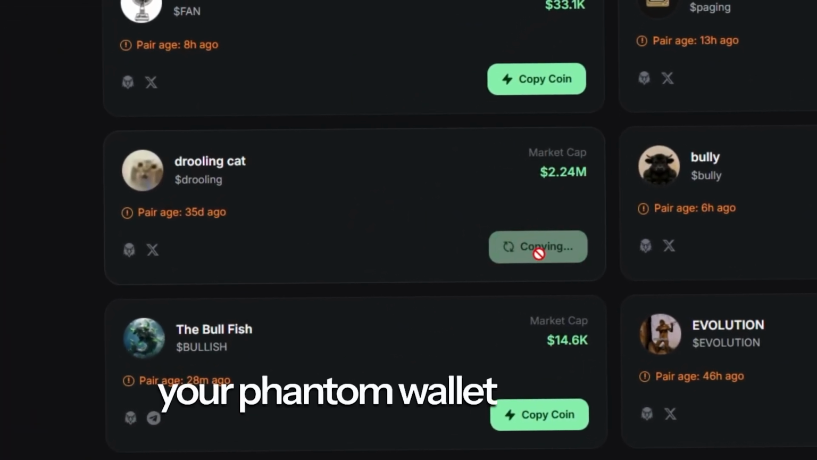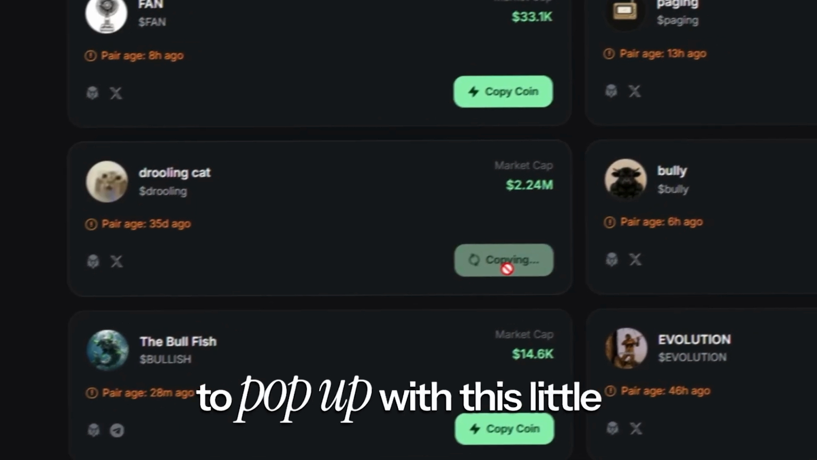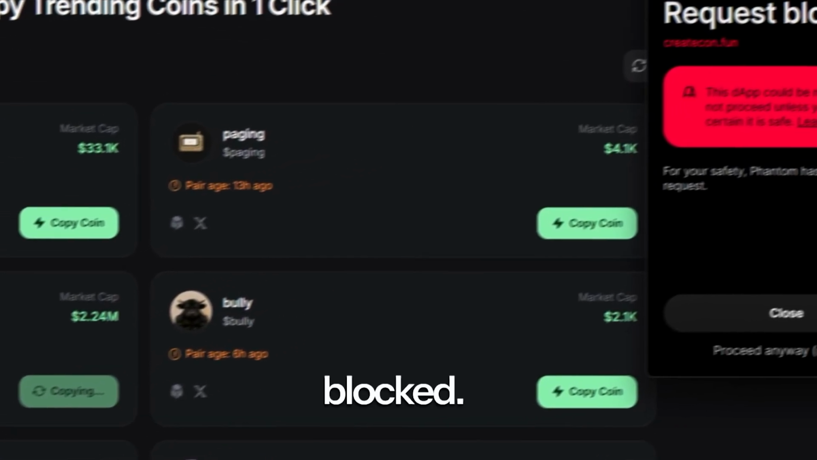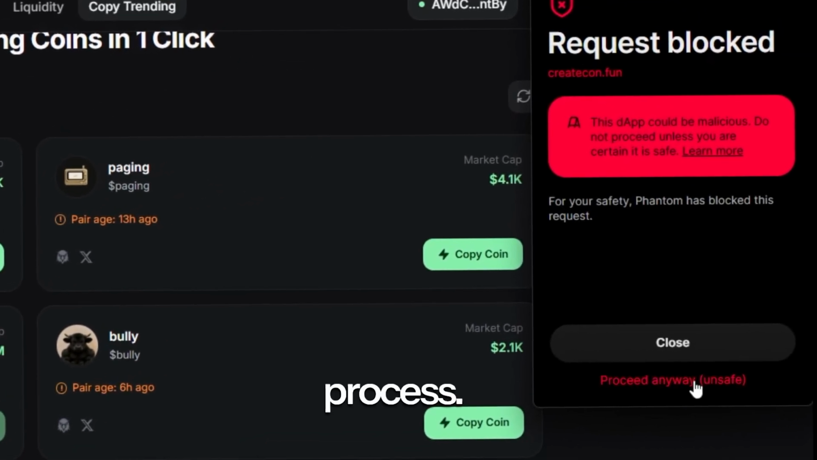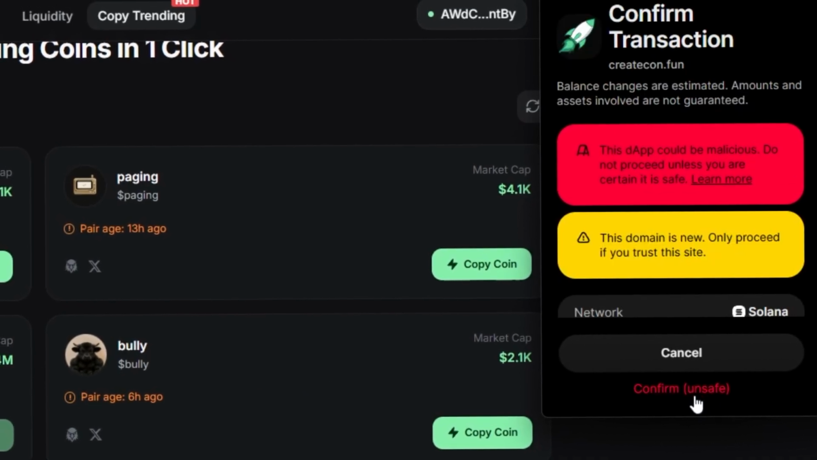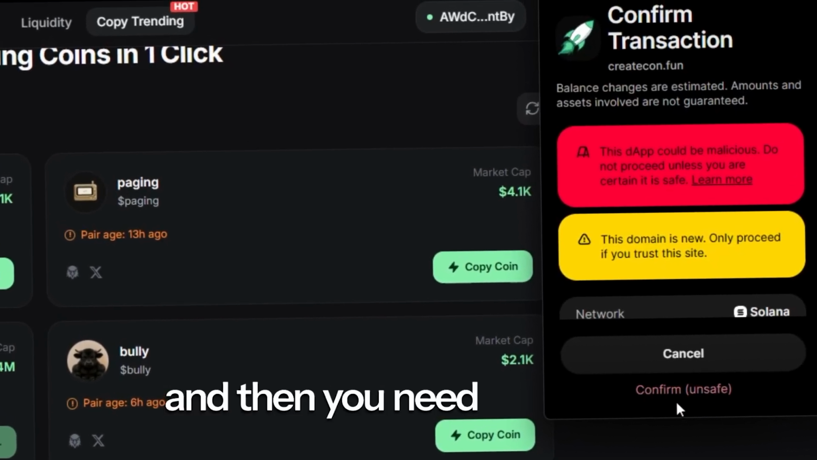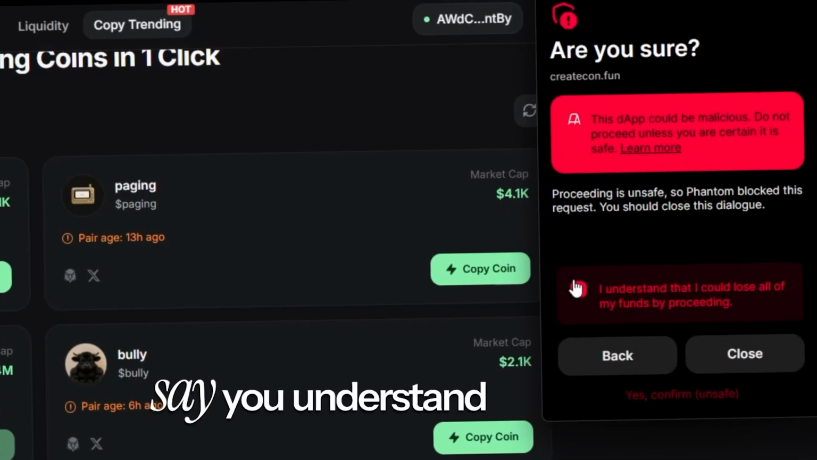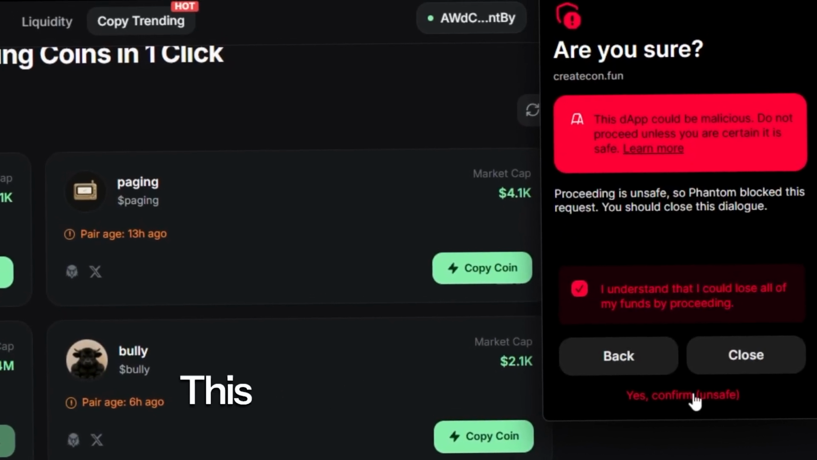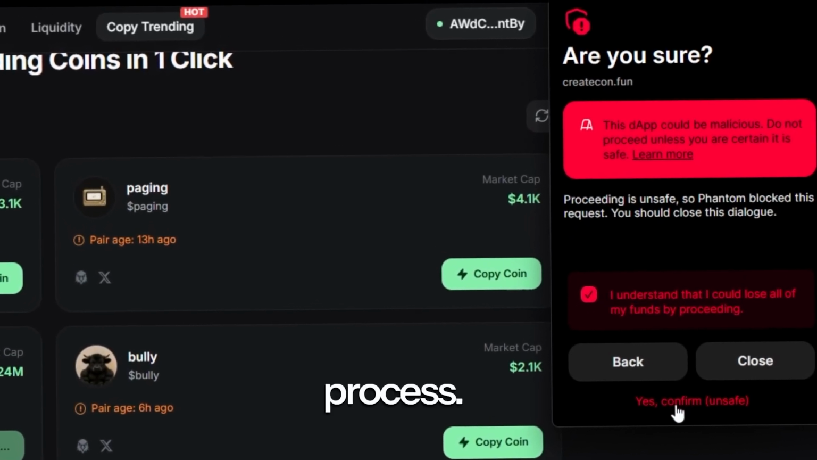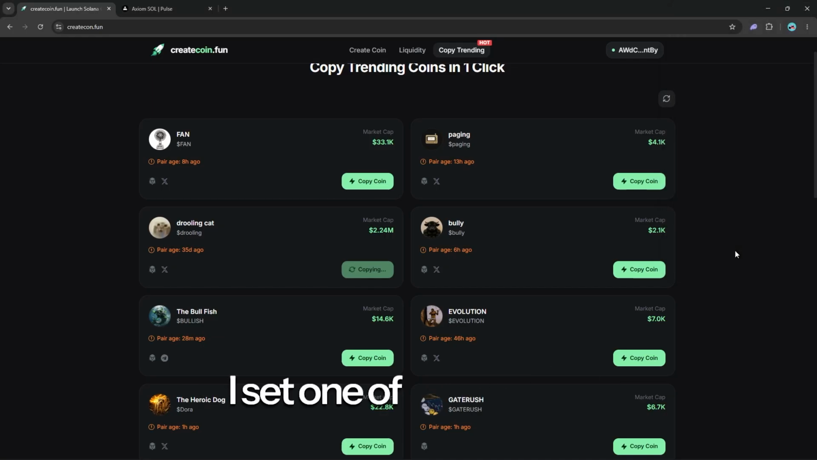Now, your Phantom wallet is going to pop up with this little message here that says request blocked. Now, this is a normal part of the process. You need to click proceed anyway. Then you need to click confirm, and then you need to check the little box there that says you understand, and then you need to click yes, confirm. This is a normal part of the process. I do this every single time I set one of these up.